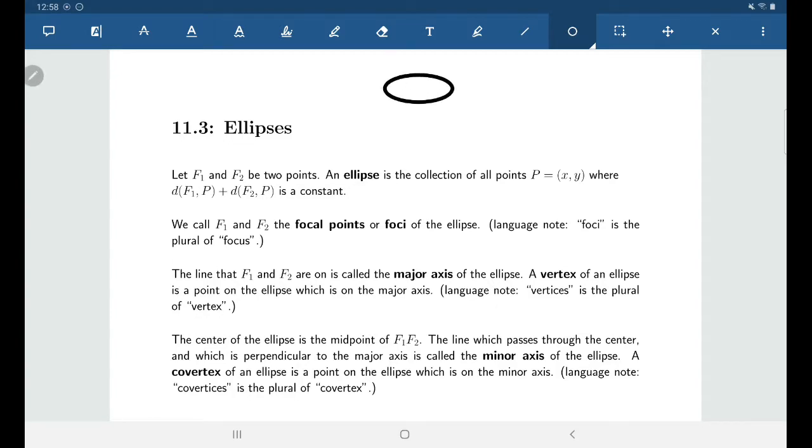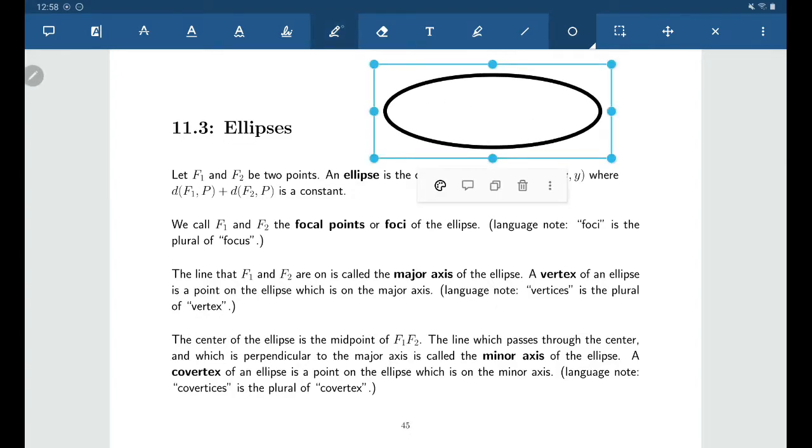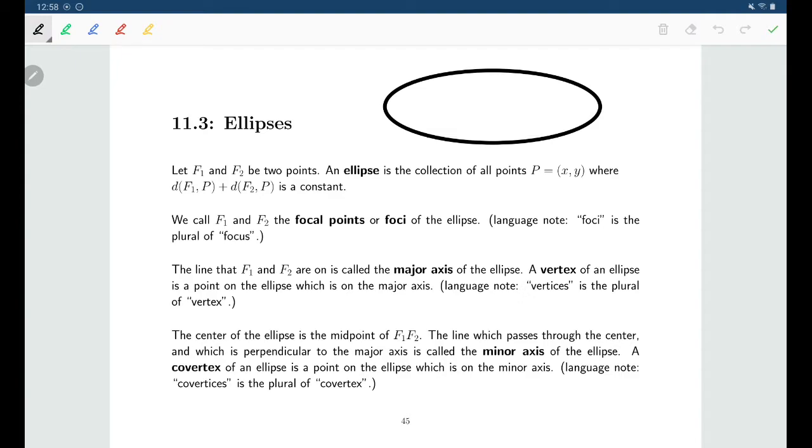If we're talking about an ellipse, the formal definition is that there are two points, two focal points, F1 and F2, and every point on my ellipse has the property that the distance from that point on the ellipse to the first focal point plus the distance to the second focal point is some constant. And that would be true for any point on that ellipse. So any other point on the ellipse, its distance from the first focal point plus its distance to the second focal point should also be the same constant.